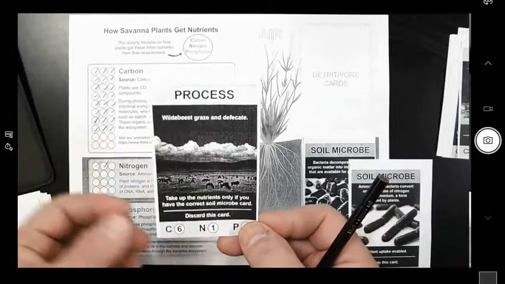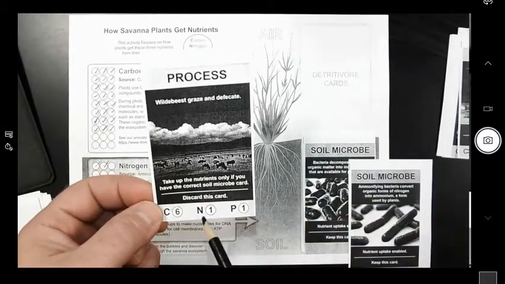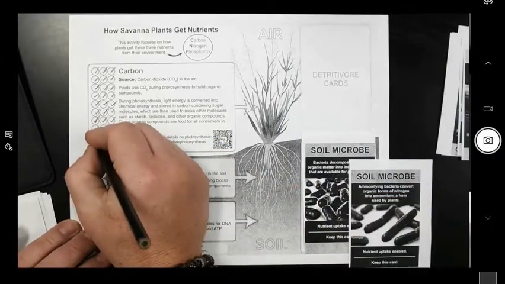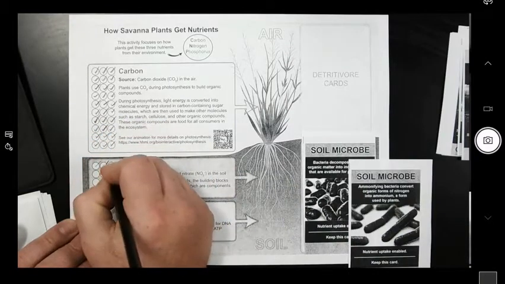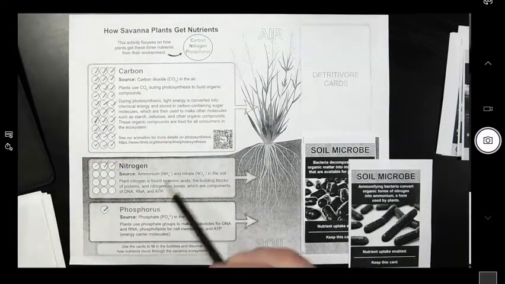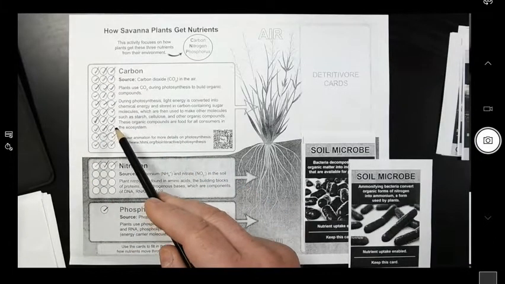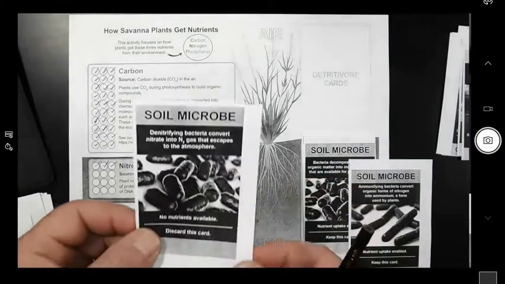Wildebeest graze and defecate again. 6 carbon, a nitrogen, and that same phosphorus. All right, it now looks like our carbon is complete. Our phosphorus is good, so that means we still have a lot of nitrogen left that we have to try to find, though.